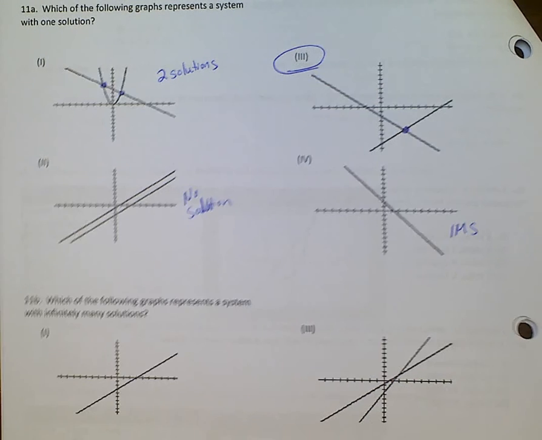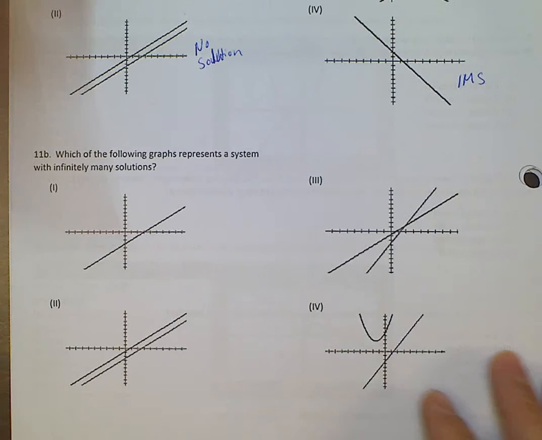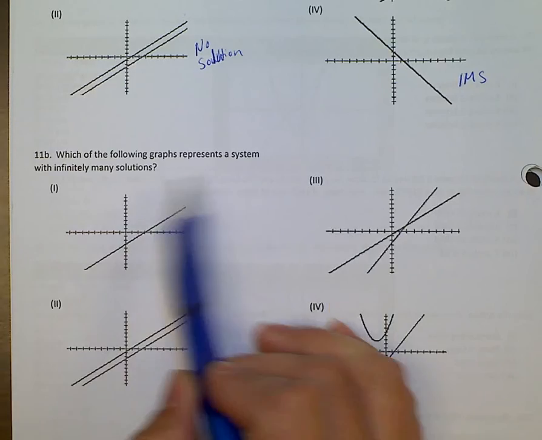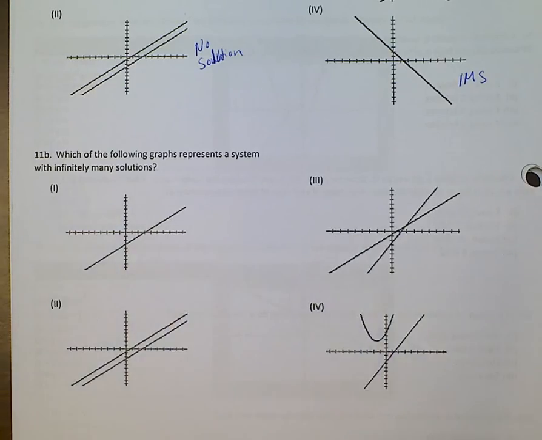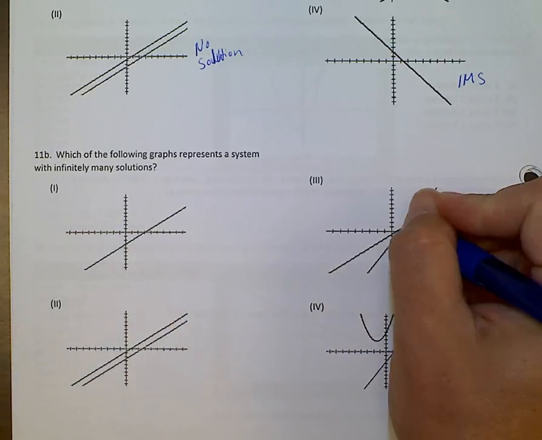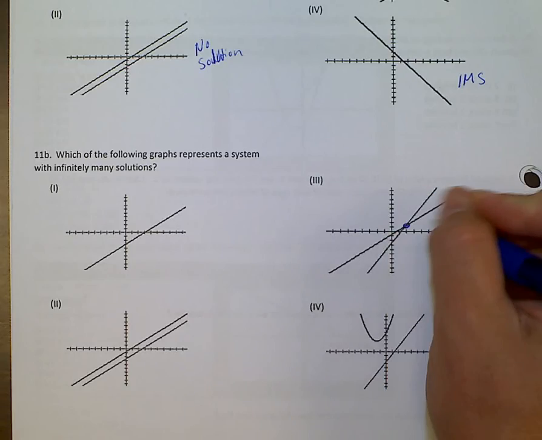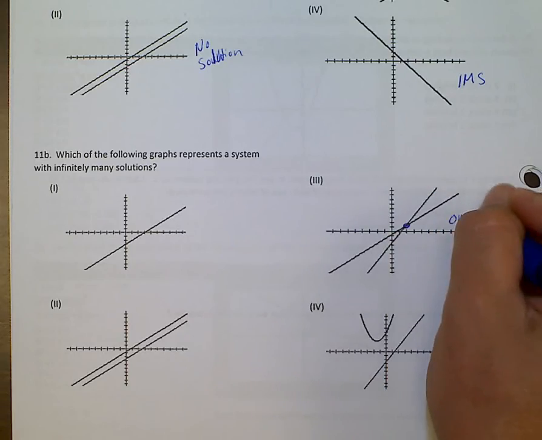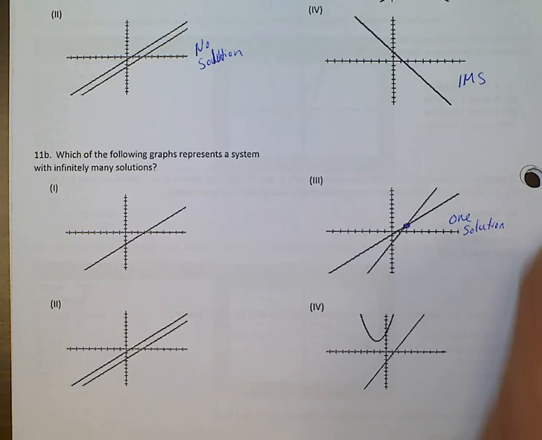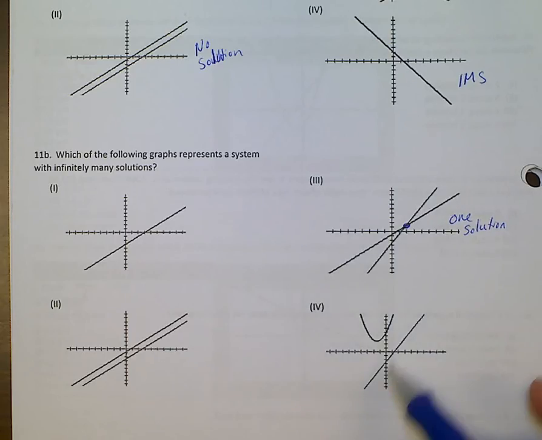Okay, 11b. Which of the following graphs represent a system with infinitely many solutions? Okay, so again, over here, option 3 intersects at 1 point, so that would just be one solution. My graph over here has a parabola and then a line that never intersects it, so that would be no solution.